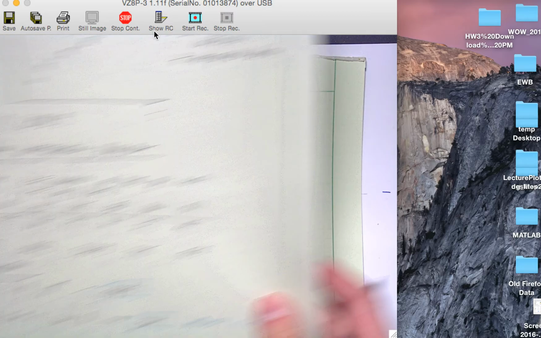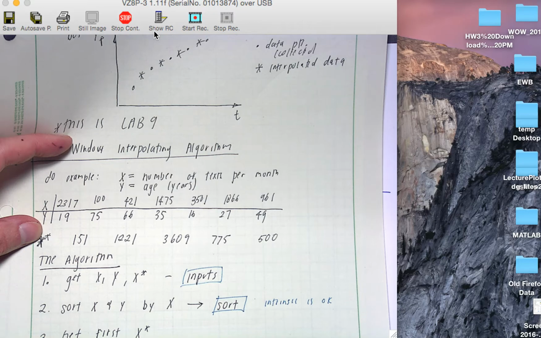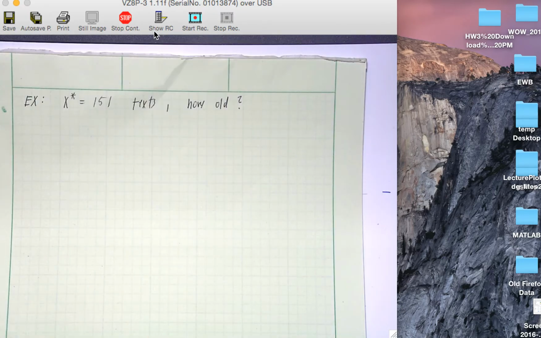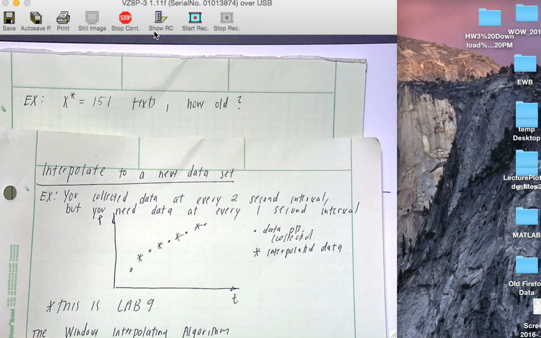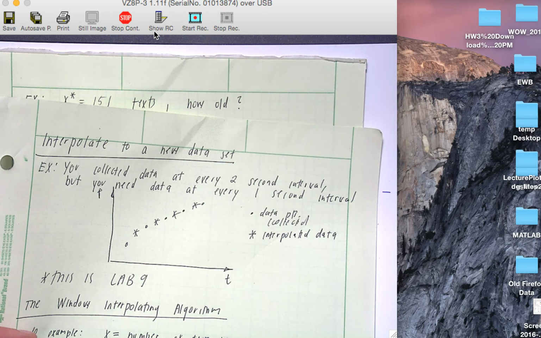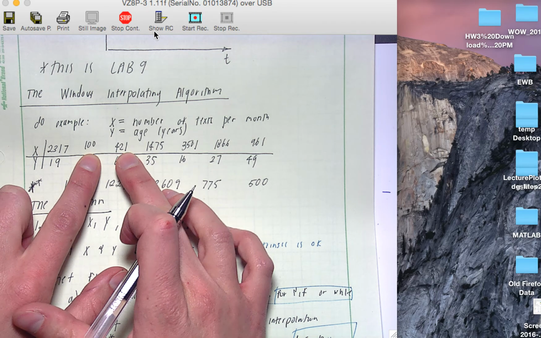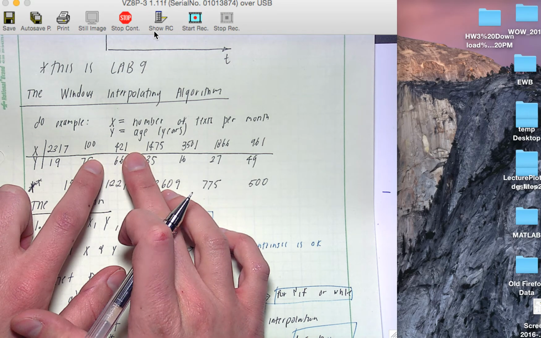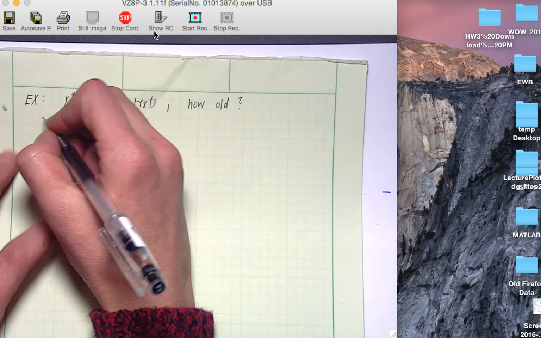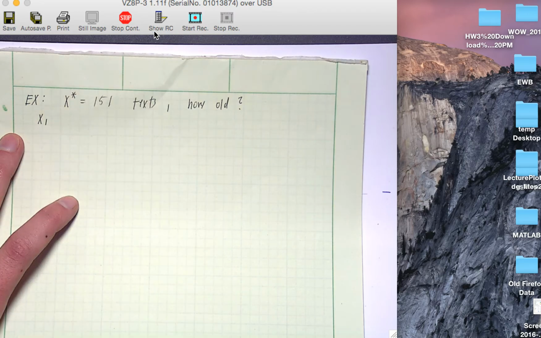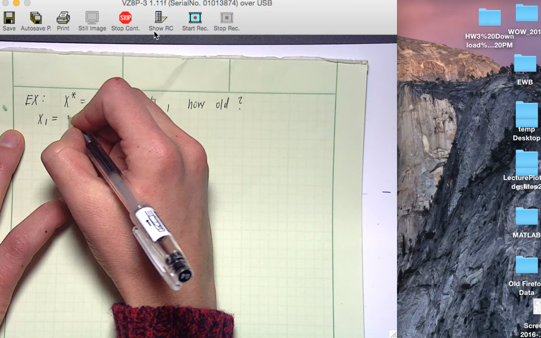So we're going to go back to this data, and this is not sorted, so I'm going to have to sort it by eye. I need to find the two x values that bracket that. The two values are going to be 100 and 421. If you just look at your data, those are the two that surround it. It's easier if the array is actually sorted. So we're going to grab those correct x1, x2, y1, y2 values.